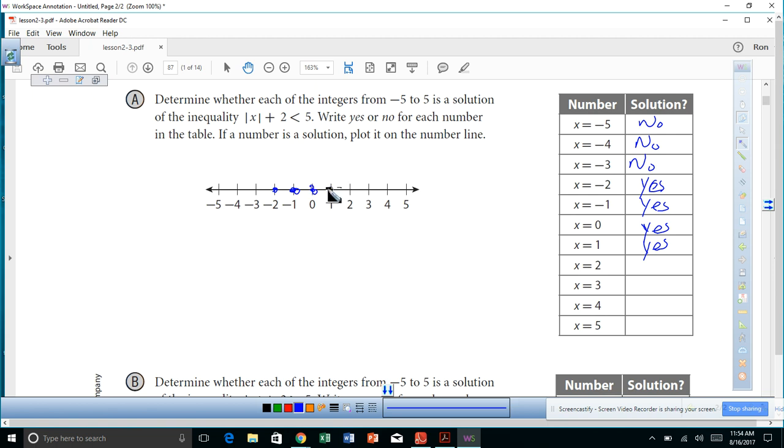2, the absolute value of 2 is 2. 2 plus 2 is 4, and 4 is less than 5, so we have yes. 3, the absolute value of 3 is 3. 3 plus 2 is 5, which is not less than 5, so that's no. So if 3 is not, then 4 is not, and 5 is not. So there you go.